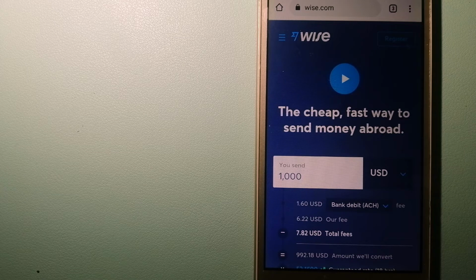Money transfer companies and government change the rules all the time. So if one of these services are not available anymore, or if you know another reliable way to send money abroad, make sure to leave your comments and let the rest of us know.